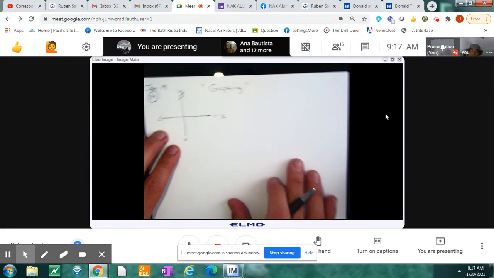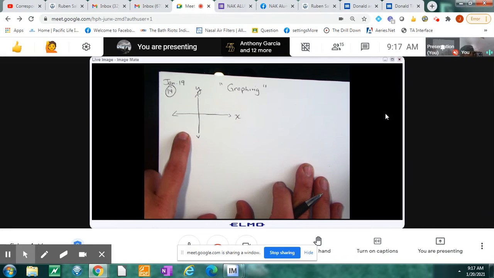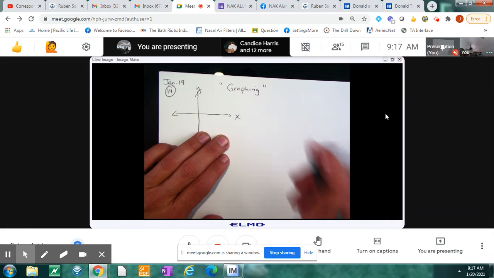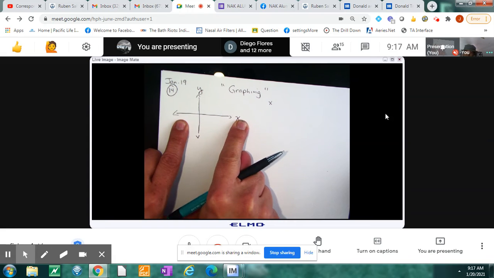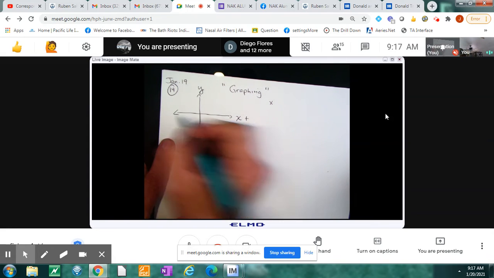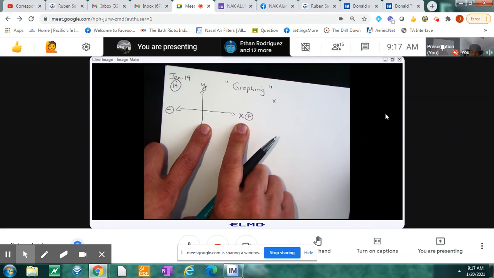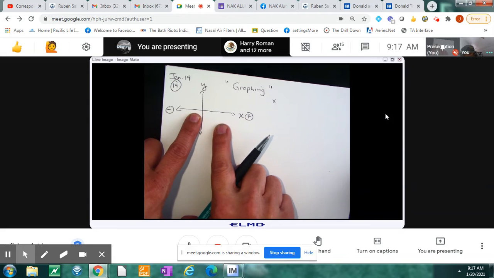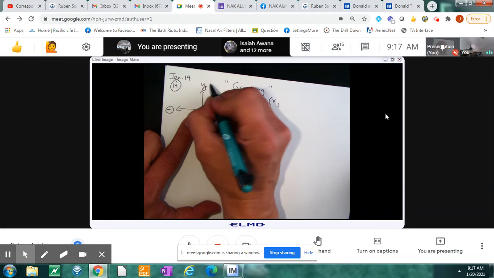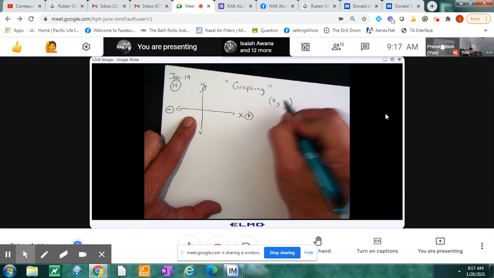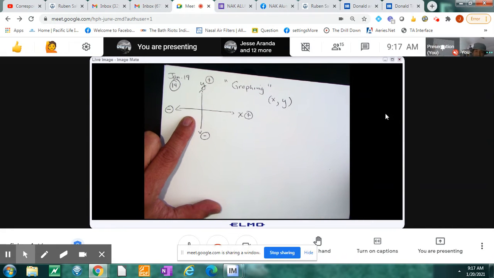So again, with the graphing, remember these are basically points. Within the points, the first number is your x, and remember x goes to the right, which is positive, and to the left, which is negative. Then the next number will be your y. The y goes up or down. If you go up, that's positive, and when you go down, that's negative.